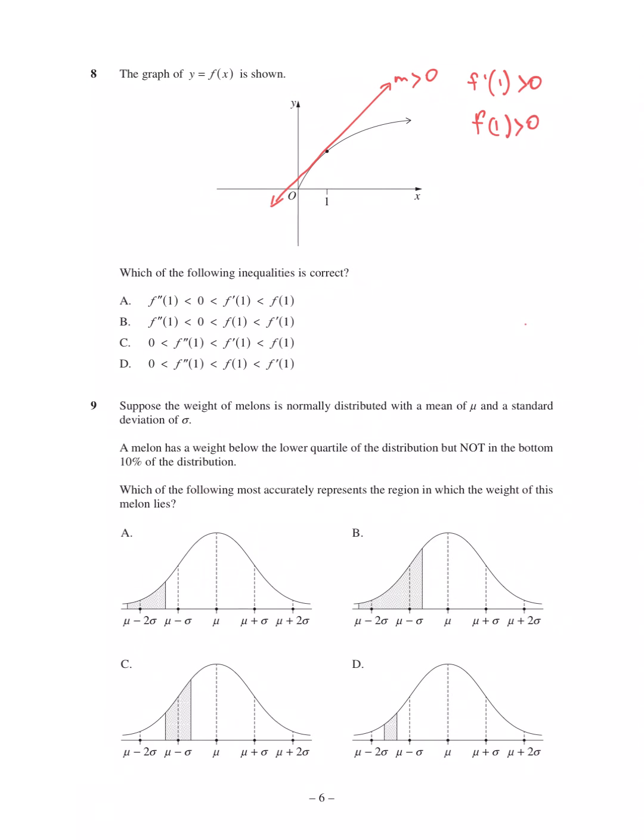So that means I can assume a couple of things. Now, if I also have a look at this, I know that f''(1) is less than 0 because my curve is concave down. So straight away, I'm looking at it saying that C and D are gone because these couple here are in the wrong order.